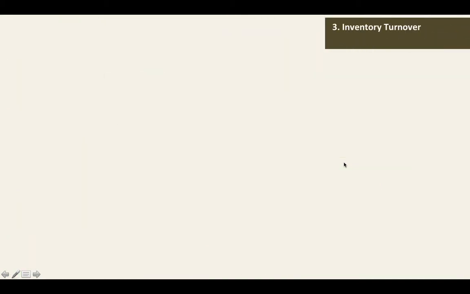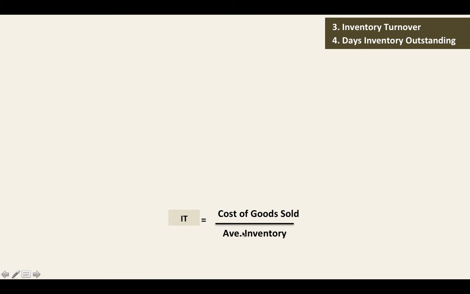And now we will be discussing inventory turnover and days inventory outstanding. Our formula, inventory turnover, is cost of goods sold over average inventory. And you know that the average inventory is computed by adding beginning and ending and divided by 2. And for our days inventory outstanding, our formula is 365 days over inventory turnover.